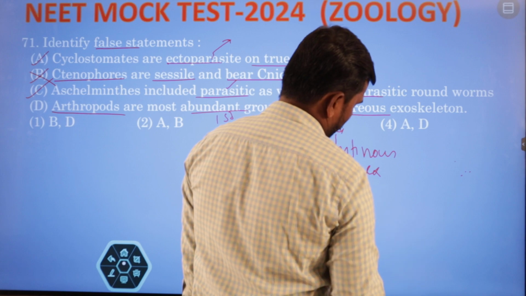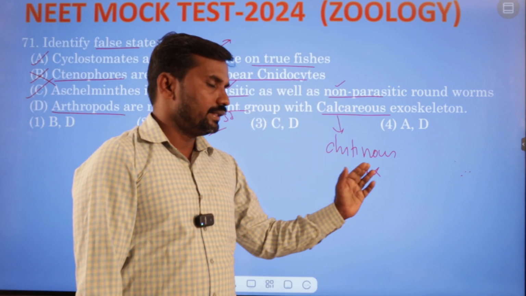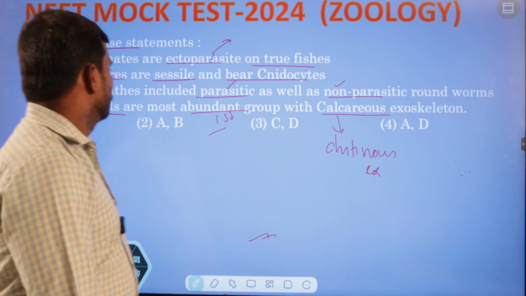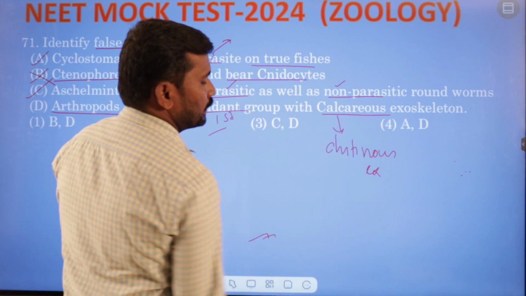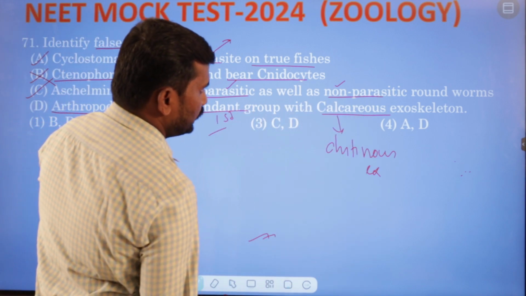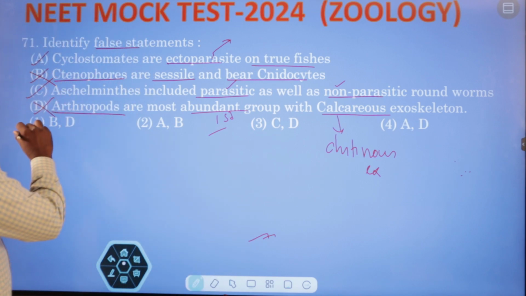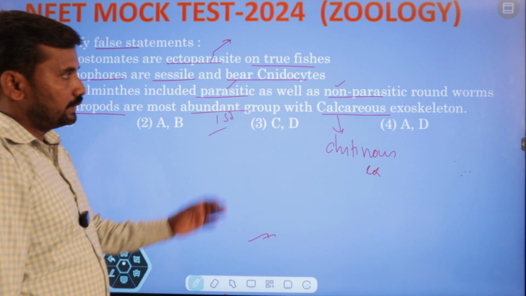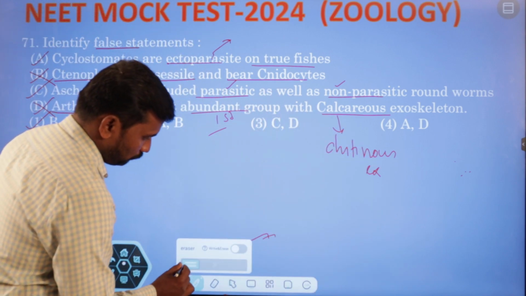Chitinous exoskeleton. You know very well the fungus cell wall is chemically made up of chitin. Chitin is a complex polysaccharide. So the arthropod is the most abundant group with the chitinous exoskeleton indicated; this is the correct statement. But the statement gives the calcareous exoskeleton. That's why the statement is wrong. So B and D is the correct answer, statement-wise. This is the false one. This is the correct answer.